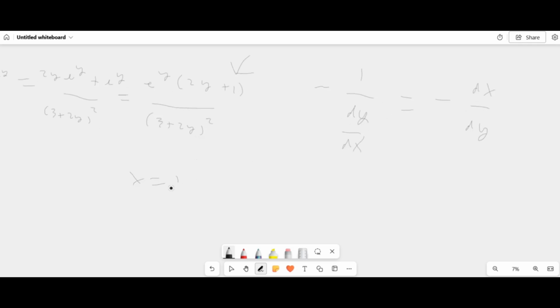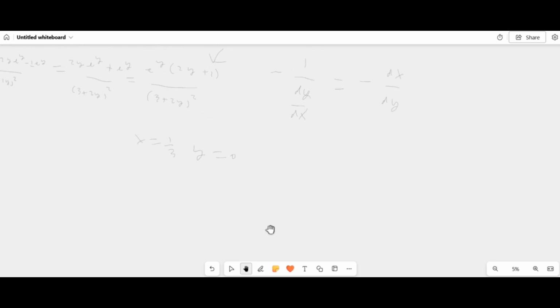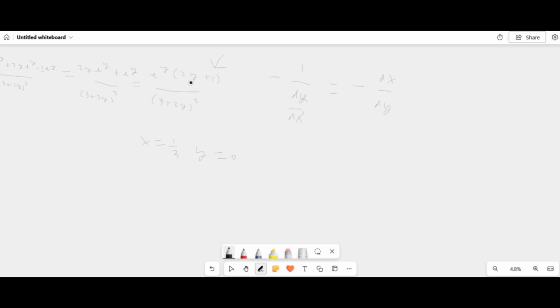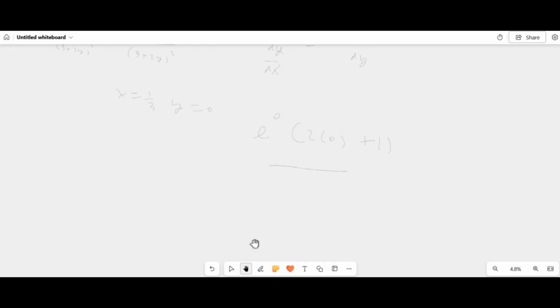So therefore you got that, yeah? If x is equal to 1 over 3, y is equal to 0, apparently, from part A. And so now you want to put 0 into here, because this is in terms of y, yeah? So you want to find the gradient, so e to the power of 0 times (0 plus 1) over (3 plus 2 times 0) squared, yeah? And that's going to give you 1 over 9. So therefore m is going to be the negative of that, because it needs to be negative dx over dy, so it's going to be negative 1 over 9. So that's the gradient there.